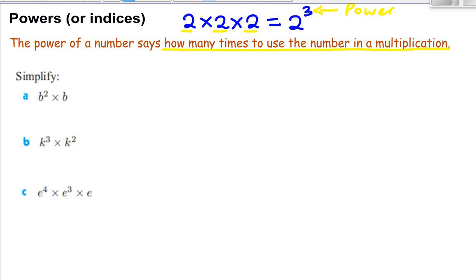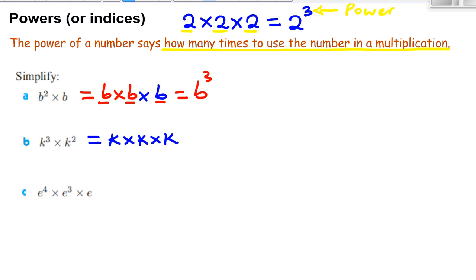So if I look at these questions here, I'm using B twice, and then I'm multiplying that by B. So in total, I'm using B how many times? 1, 2, 3. So I end up with B to the power 3. Same way, here I have K multiplied by K, multiplied by K, multiplied by K and K. So in total, I'm using K how many times? 5 times. So K to the power 5.